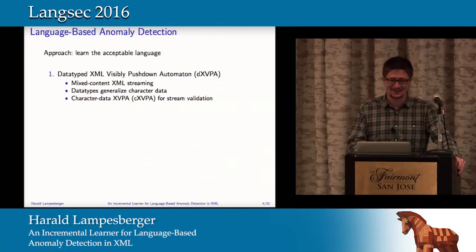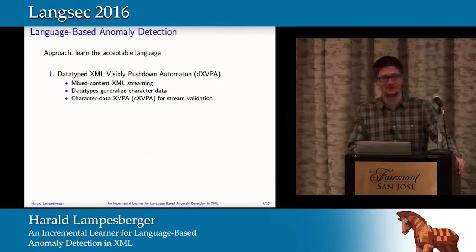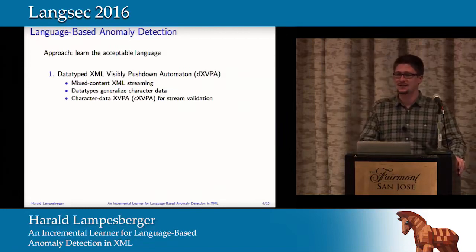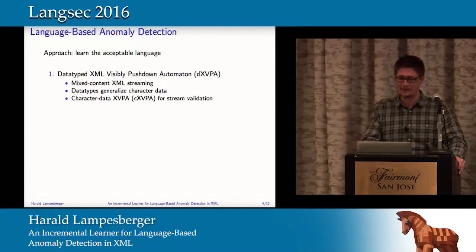I call it data type XML visibly pushdown automata, a very long name. The idea is it accepts mixed content XML in a streaming scenario. Why mixed content? Because we have it in the HTML scenario. Why streaming? The XMPP protocol is an XML stream protocol. So this is the most generalized form of language representation.